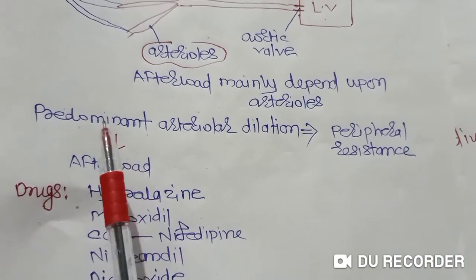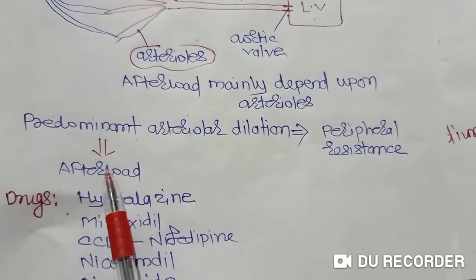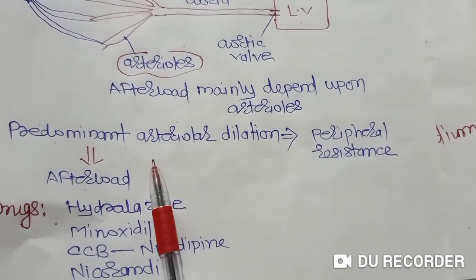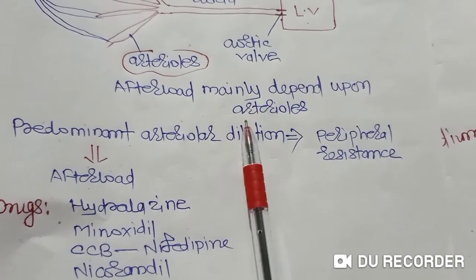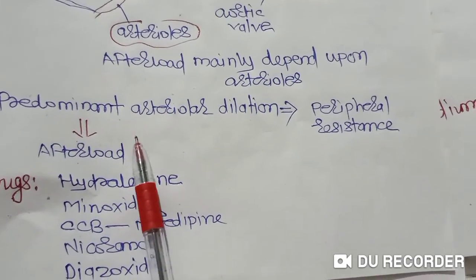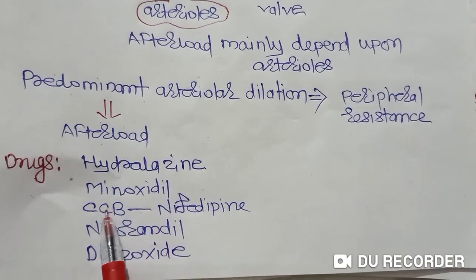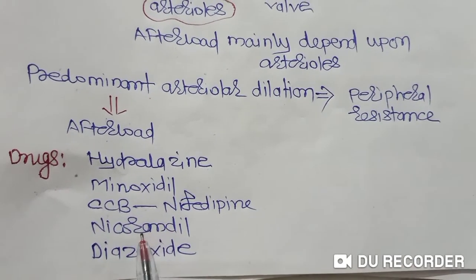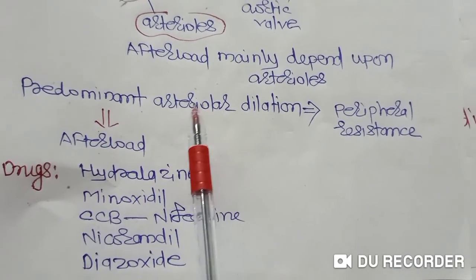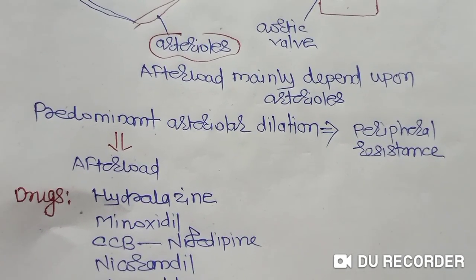What happens after decreasing afterload? It will decrease the cardiac workload, it will decrease the oxygen requirement of the myocardium, and it will decrease the oxygen demand, and it will increase the cardiac efficiency. And that's why these drugs can be used in angina also. But mostly these are predominant arterial dilators, so we can use these drugs as vasodilators like hydralazine, minoxidil, calcium channel blockers, nicorandil. It is a potassium channel opener which is used in angina. Diazoxide. All these are vasodilators which predominantly dilate the arterioles. So this is how we explain the terminologies like preload and afterload, right?